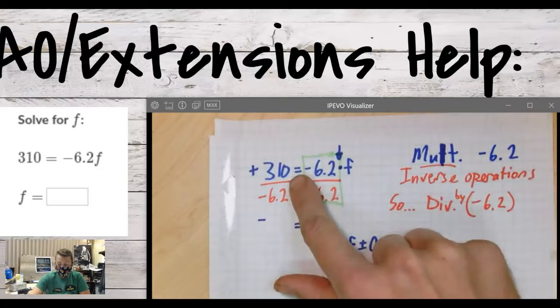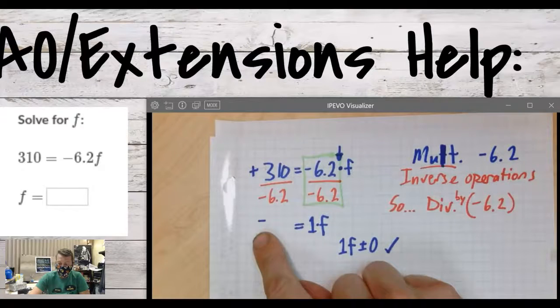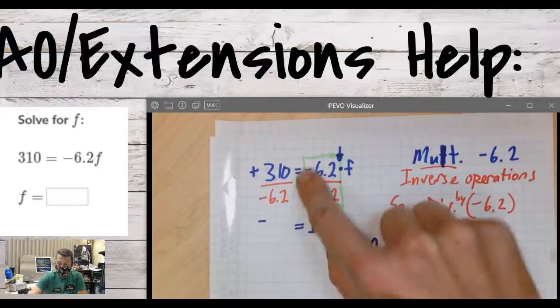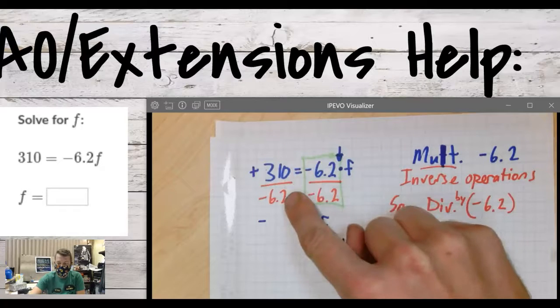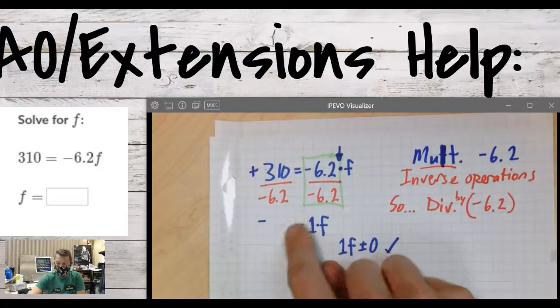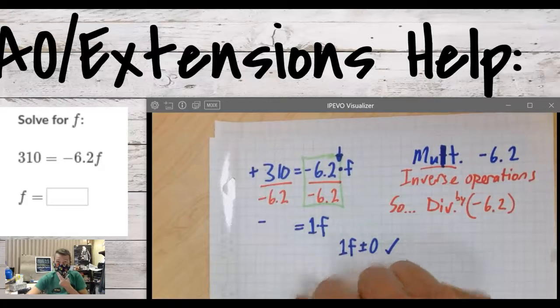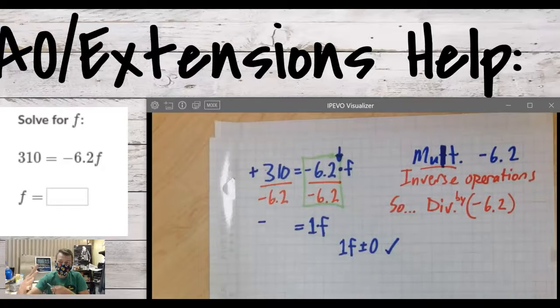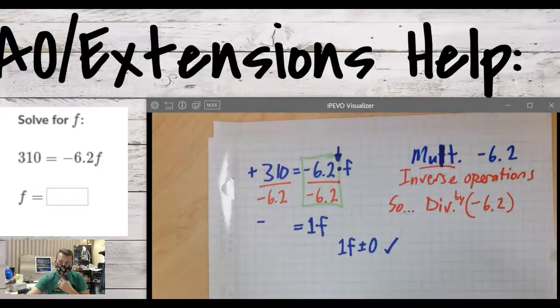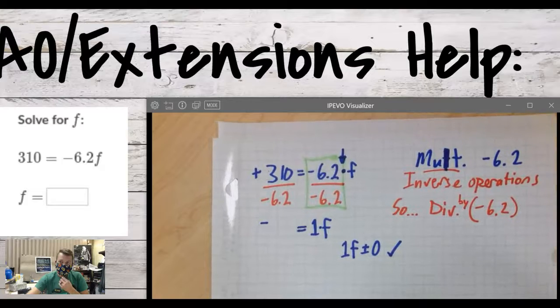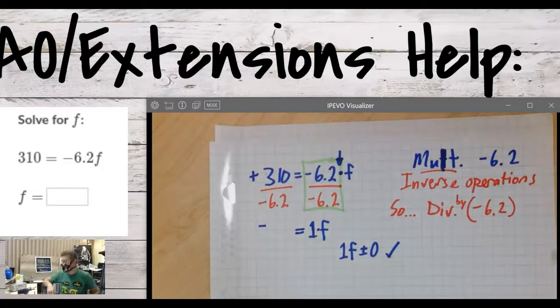So, in a calculator, we already determined our answer is going to be negative. All we have to do is the division, the 310 divided by 6.2. That's all we have to type in. Then we'll put that answer here. I think it's going to be around 50. Oh, that's a minus. So that's the problem.